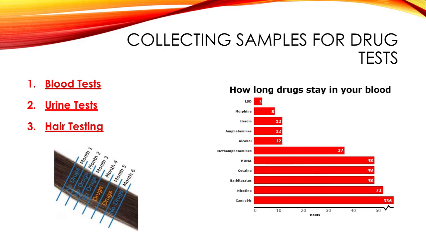Now, interestingly, when we talk about hair, because we know that hair grows at a certain rate per month, we can test a sample of hair to see whether the drug was present some months, but maybe not others. And when we talk about blood, some drugs stay in the body longer than others. For example, heroin and alcohol only stay in the blood for about 12 hours, but cannabis stays in for 336 hours on average.